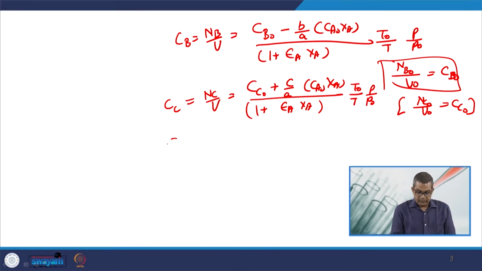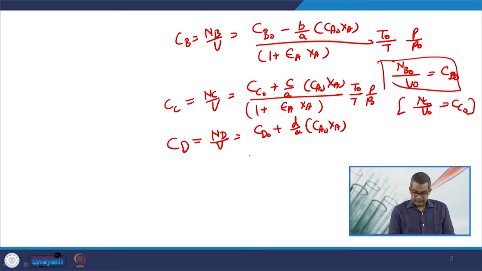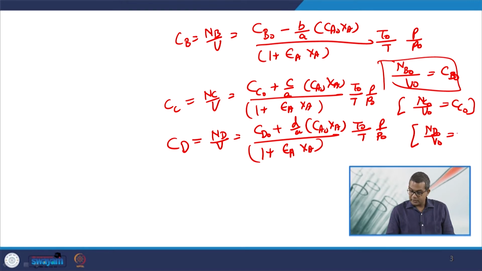And last, if we try to write the concentration of D, this is represented as the number of moles of D divided by volume. Cd naught, initial number of moles of component D, D upon A, A is the limiting reactant. Ca naught Xa upon 1 plus epsilon A Xa times T naught T, P upon P naught. Needless to mention that Nd naught upon V naught is equal to Cd naught.